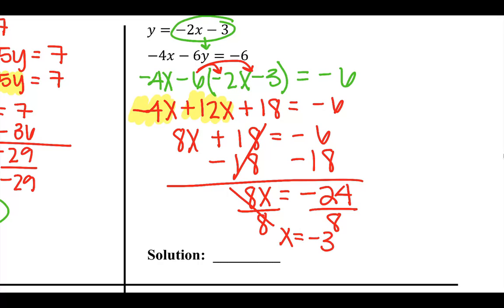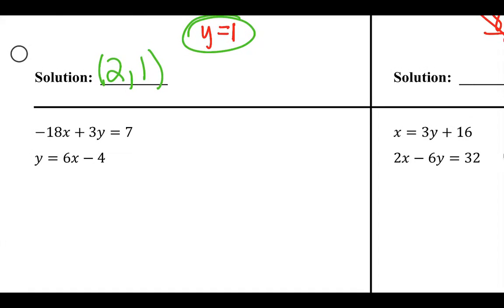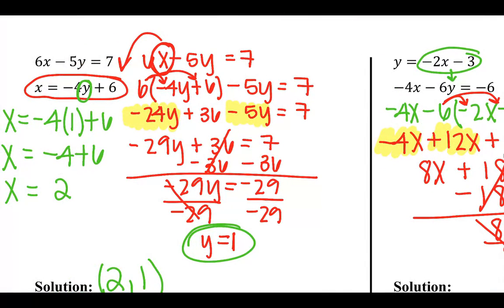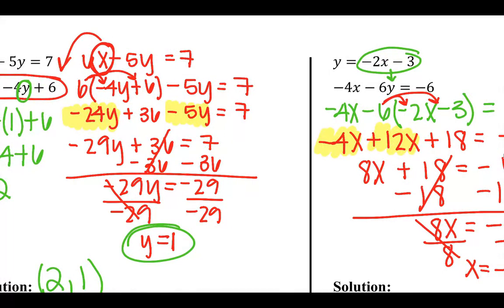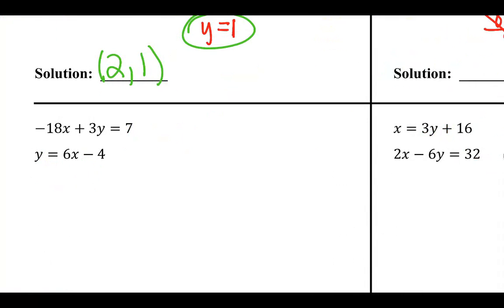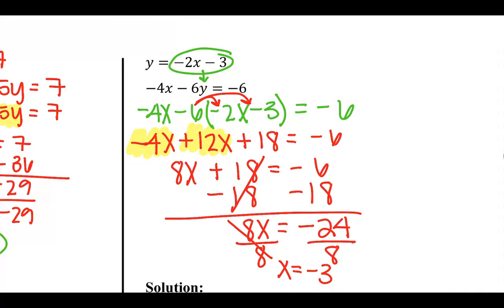Now again, I'm not done. I only have the x variable, so I'm going to go back up here and use, oops, go away. I don't know what that's doing, go away. I think I accidentally inserted a text box.